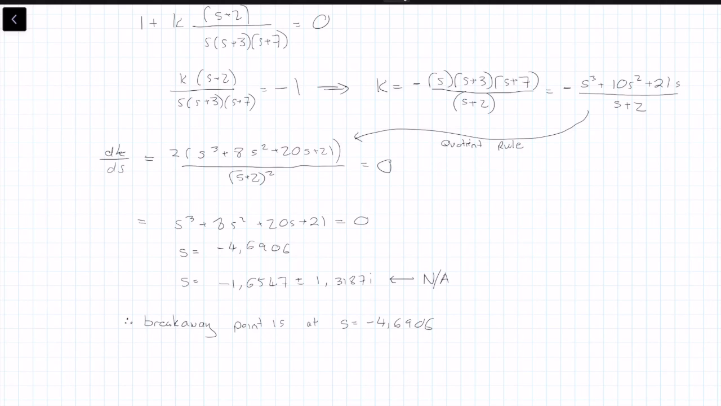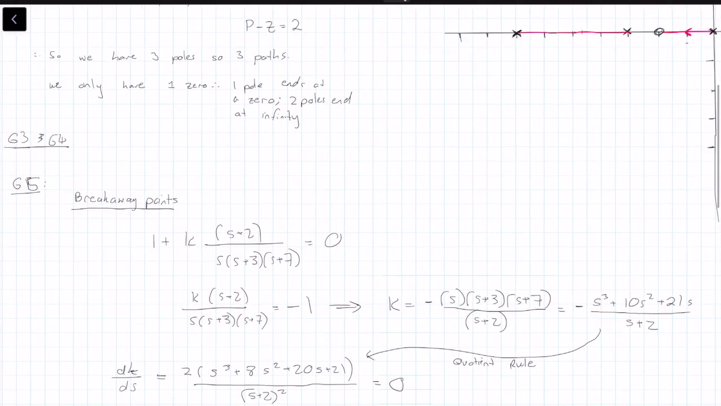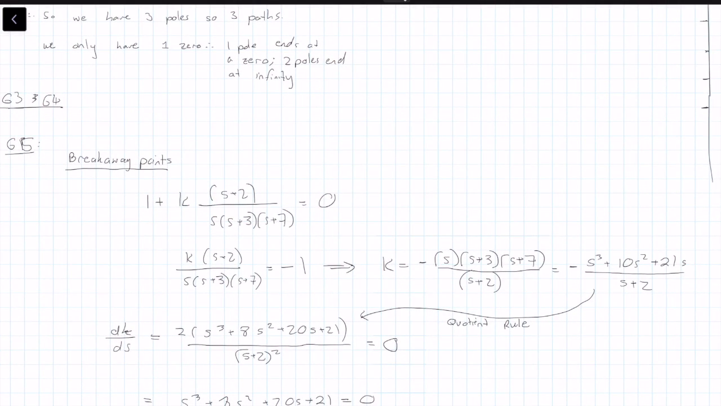If you wanted to calculate the value of k for that, all we're going to do is substitute the value of s into this equation right here. That's going to be minus (s plus 3)(s plus 7) over (s plus 2), and we get that k is equal to 63.0319 to 4 decimal places. So we know what the value of k is at that breakaway point.